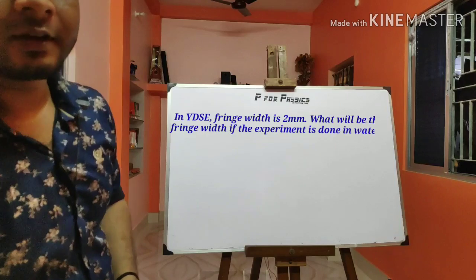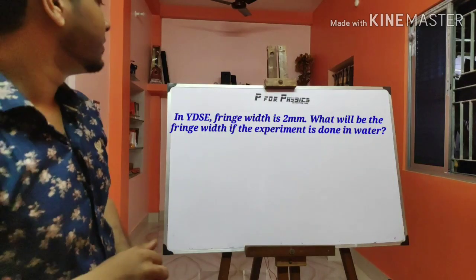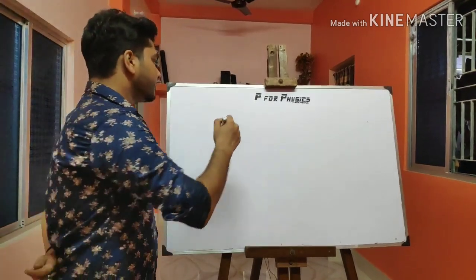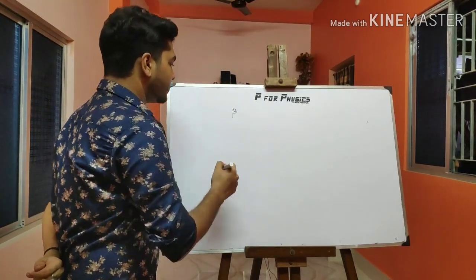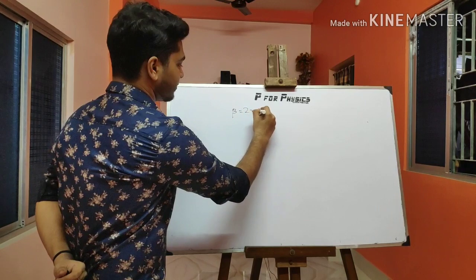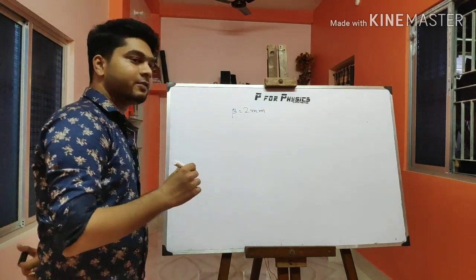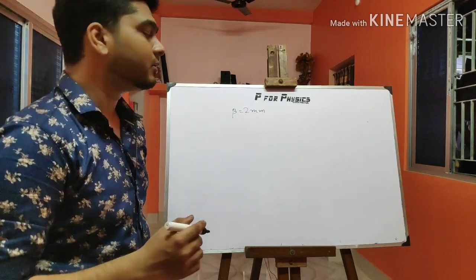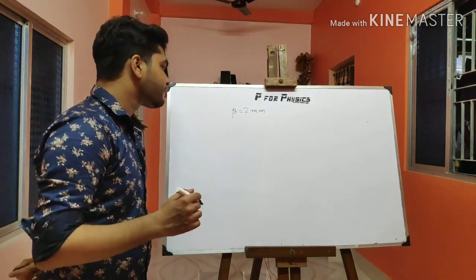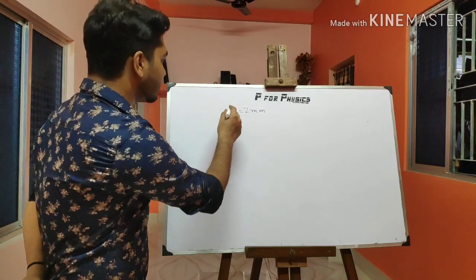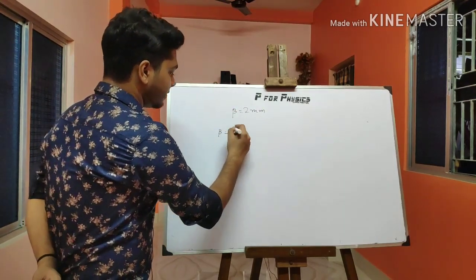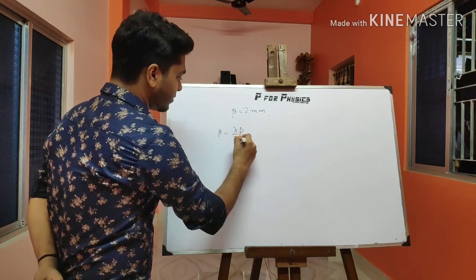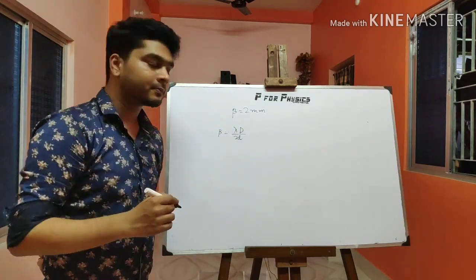So the next question says, in air the fringe width, which is written as beta, is 2 millimeters when the experiment is done in air, and when it is done in water, what should be the fringe width? So let's look at the formula for beta. It is lambda D by 2d, right?